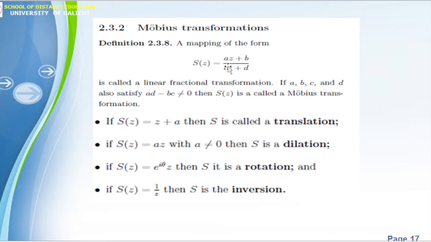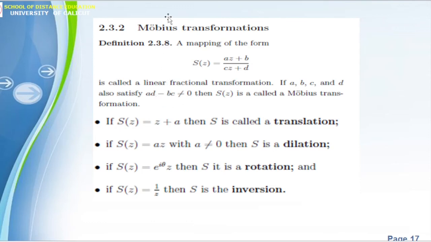Mobius transformation, or its another name, bilinear transformation. A mapping of the form S of z is equal to (az plus b) by (cz plus d) is called a linear fractional transformation or bilinear transformation or Mobius transformation. If a, b, c and d also satisfy ad minus bc not equal to 0, then S of z is called a Mobius transformation.